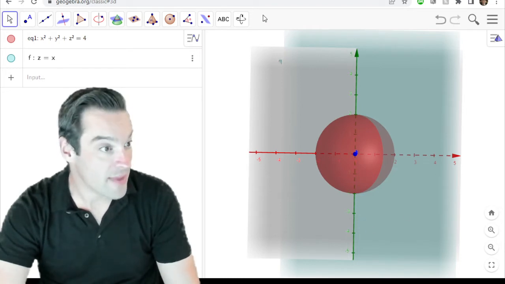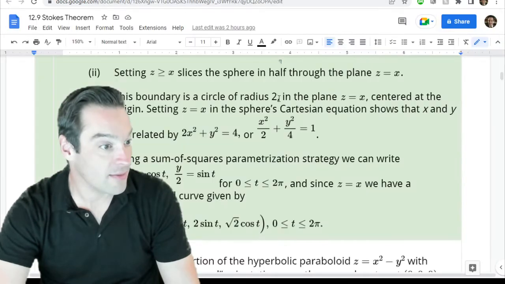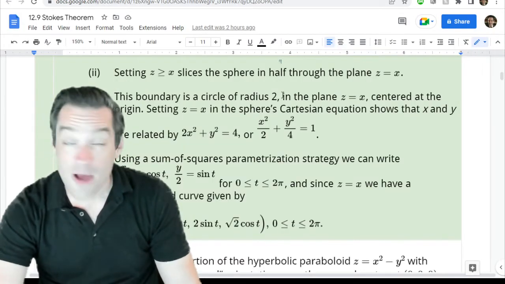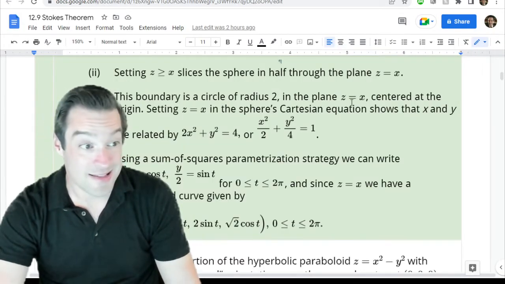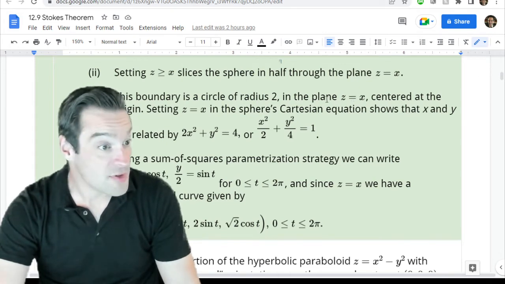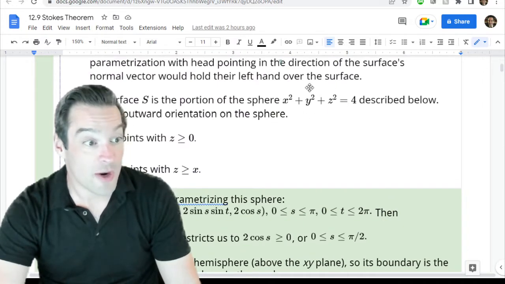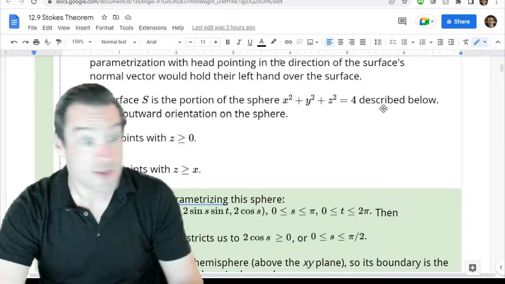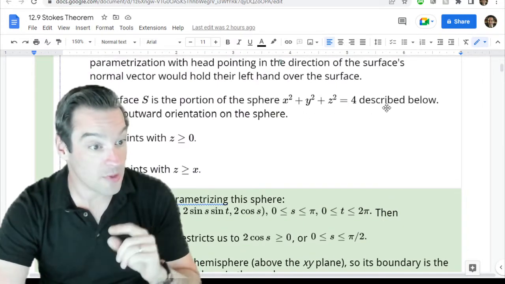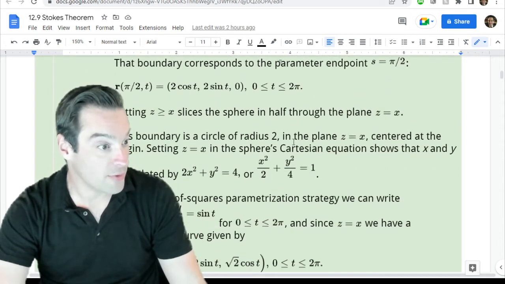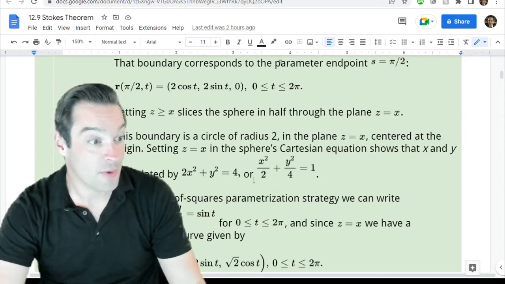And we're going to see where that ellipse sort of comes out and the solution of this. So since the boundary is a circle of radius 2 in the plane z equals x, what I can do is just take z equals x and substitute x for z in the equation for my sphere to get myself started. That shows me how the x's and the y's relate to one another along the boundary, related by 2x squared plus y squared equals 4.